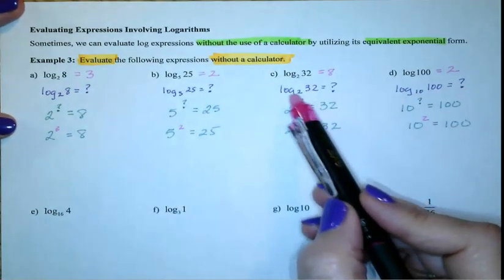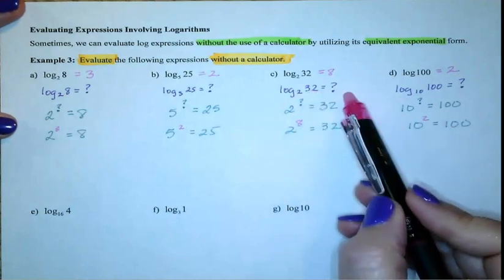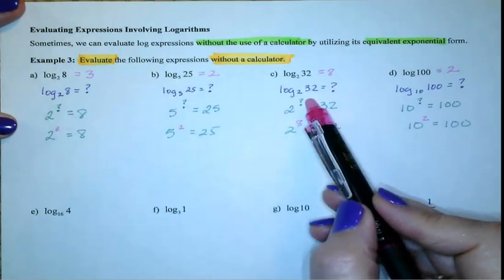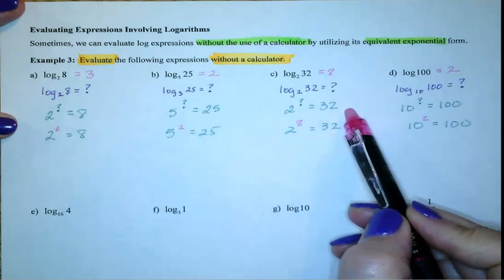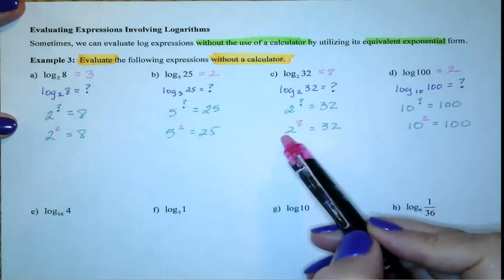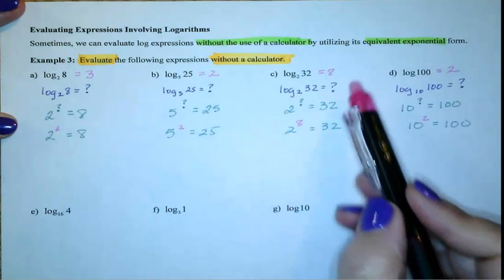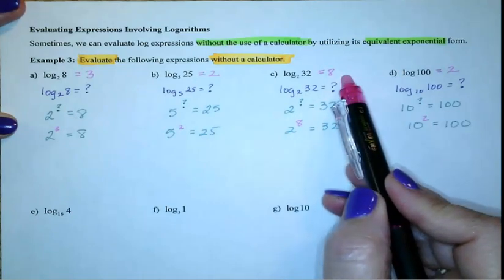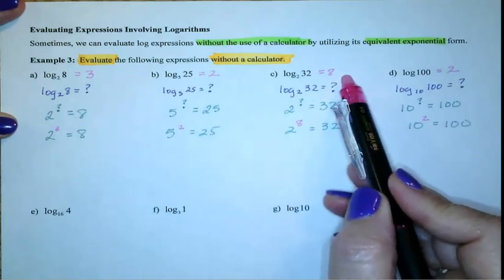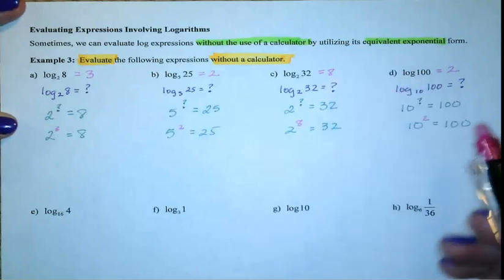So here, we're thinking log base 2 of 32 equals something. So 2 to the power of something has to give me the answer 32. And so I know 2 to the 8th power is 32. Therefore, log base 2 of 32 equals 8. It equals the power, remember. The output to a log is the power.